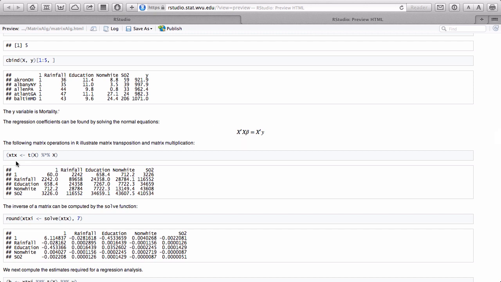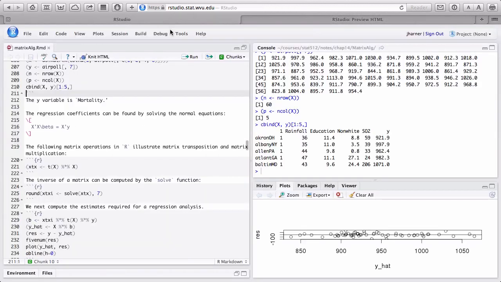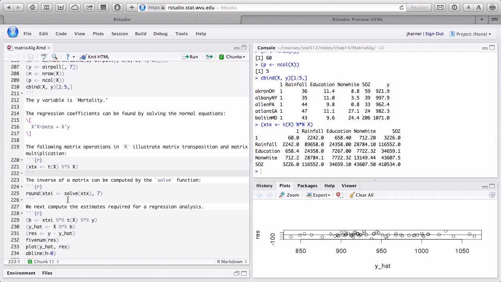But let's see how we do this in R. The transpose of x, remember, matrix multiply is percent asterisk percent. So the transpose of x, percent asterisk percent x, I call that xtx. That's just what I called it, but what that means is x transpose x. So this is the x transpose x, the 5 by 5. This is the left-hand side. So let's go back here and take a look. I'm going to compute this left-hand side, x transpose x, and there it is.